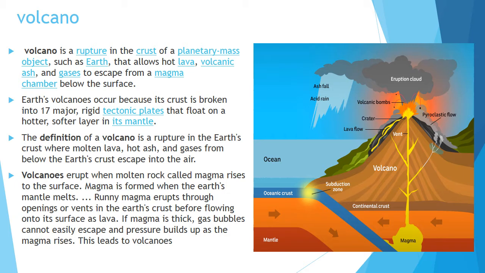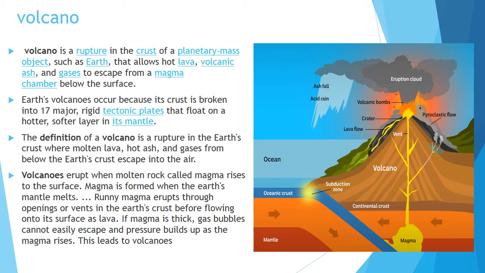Earth's volcanoes occur because its crust is broken into 17 major rigid tectonic plates that float on the hotter, softer layer in its mantle. So as the mantle has a liquid layer, which is very soft, these tectonic plates float on it, and because of this the volcano erupts.